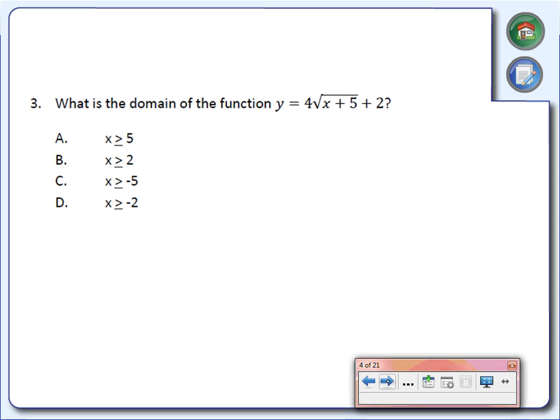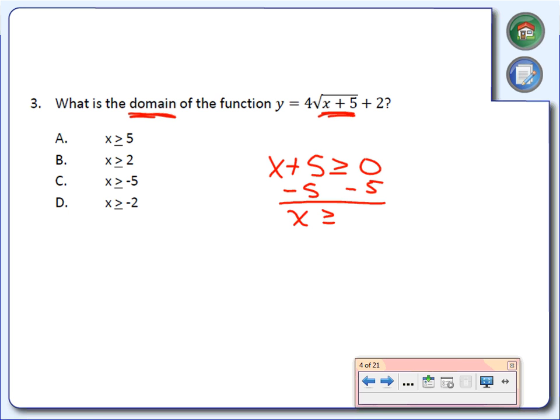Next one, they're asking for the domain of the function. In order to find the domain, all we're going to do is take the part that's underneath the square root, the x plus 5, and set it greater than or equal to 0. Once we've got it greater than or equal to 0, it's just a matter of solving for x, which means I need to subtract 5. 0 minus 5 would be a negative 5. Therefore, our domain is x is greater than or equal to negative 5. So the right answer here should be C. Okay, number 3 is C.